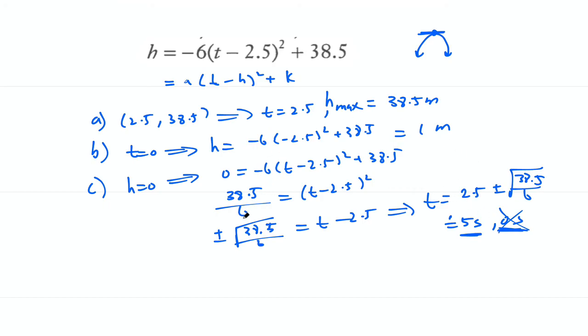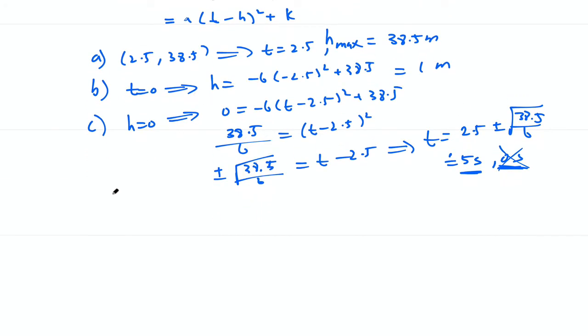And now if you want to find the height of the ball 1 second after it was hit, what you have to do is just plug in t equal to 1 second. Plugging that in, you get h is equal to −6(1 − 2.5)² + 38.5. Plugging this into your calculator, you can get 25 meters.